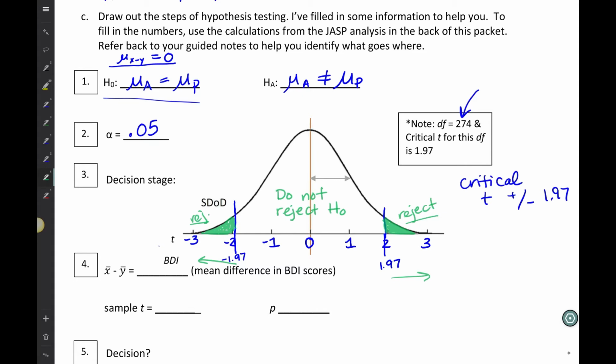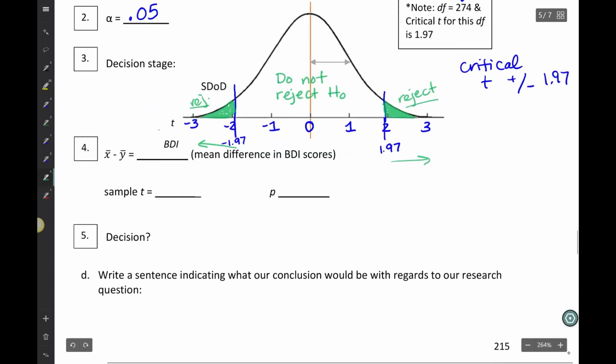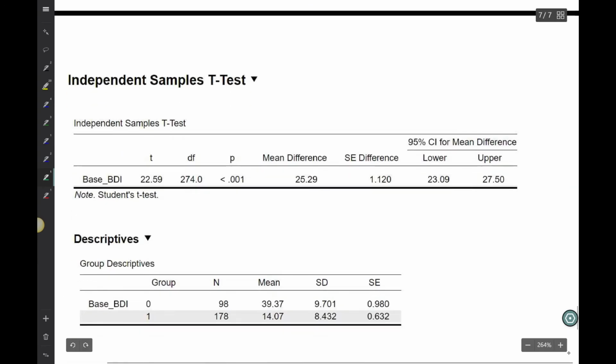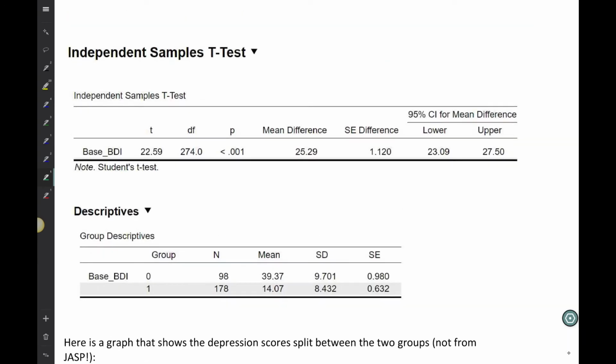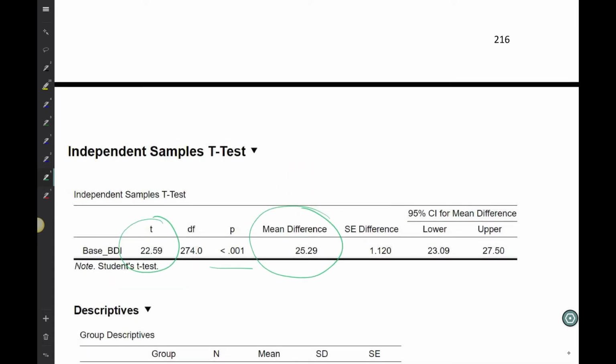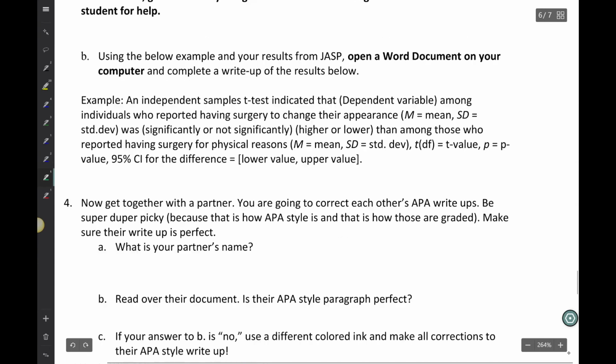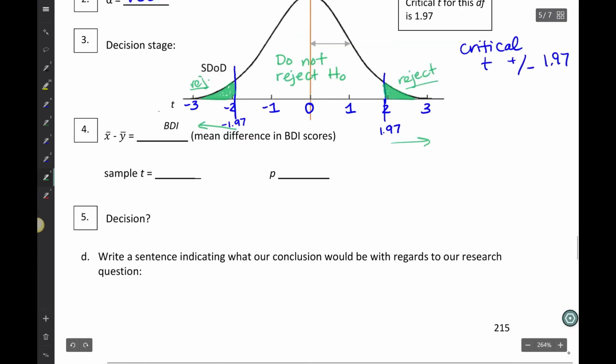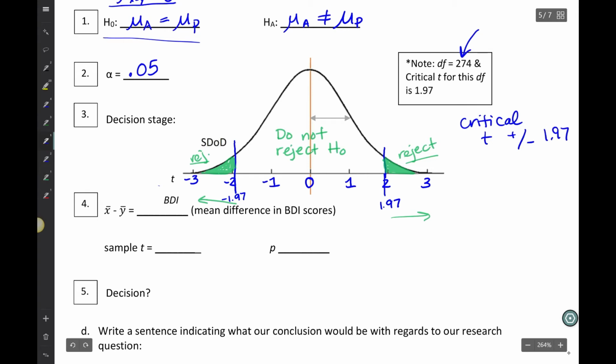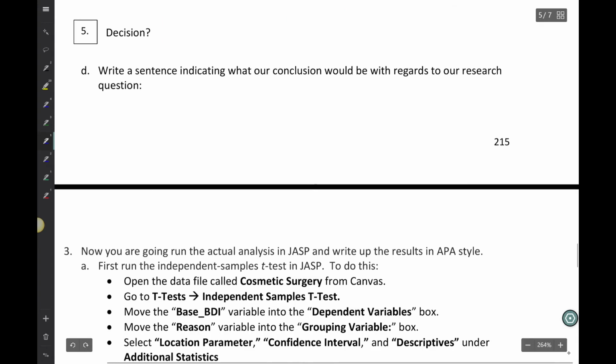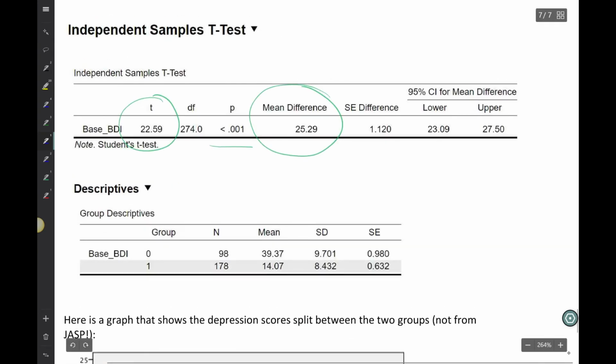Now, this part on step 4, you can find this information in the back here. So we have our T value. We also have a P value. We have the mean difference. So this is the information we're going to need for above. The mean difference is 25.29. So that mean difference, I'm going to put here, 25.29. And that is the difference between our two groups on their depression scores.